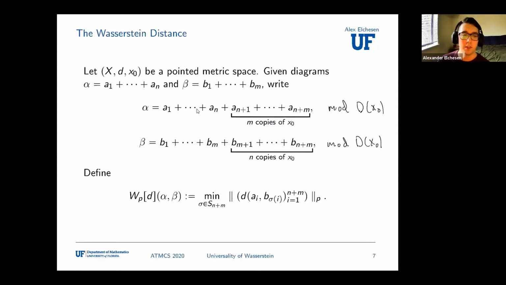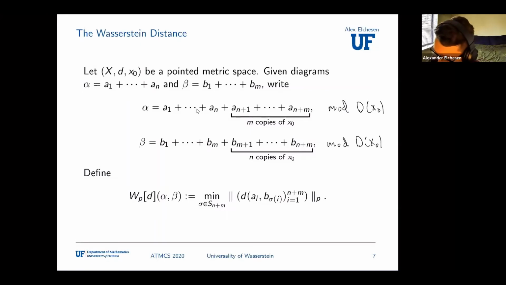Okay, and so now the p Wasserstein distance is defined as follows. It depends on d, the metric that you choose on your original metric space. So given a permutation sigma on n plus m letters, you match the ith summand of alpha to the sigma(i)th summand of beta. You do that for all i, you put those into a vector of length n plus m, and then you take the p norm of that vector. So that's the cost of your matching. And then you minimize over all possible permutations.